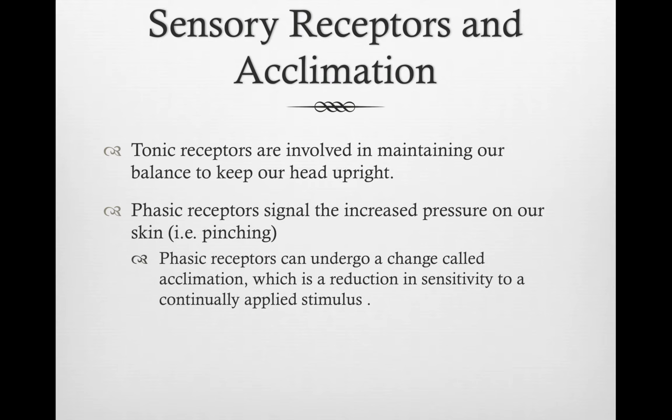Phasic receptors are different. These are things that signal, for example, increased pressure on our skin. So think about the idea of pinching somebody or pinching yourself, right? That information is taken in through a phasic receptor. And phasic receptors can undergo acclimation, which is an active reduction in the sensitivity to a continually applied stimulus. So you can become less and less sensitive to a stimulus as it becomes more and more frequent. Because if it's more and more frequent, it's less likely to become a detriment to our survival, or it's easier to ignore. There could be a lot of reasons why we acclimate to it.